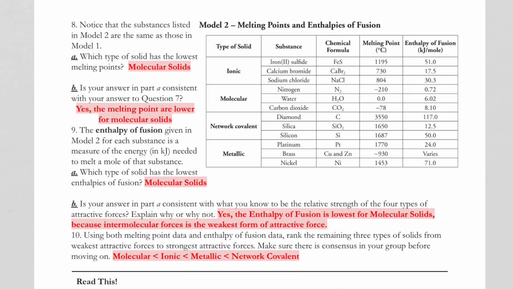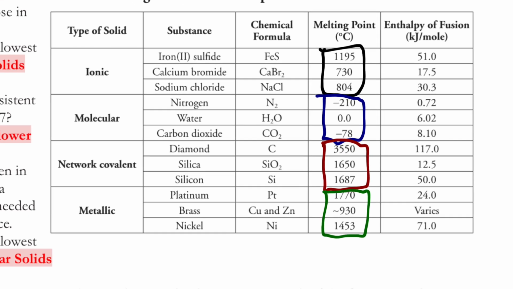All right. So let's get into Model 2 and see how that factors into real-life compounds. For example, which type of solids usually have the lowest melting point? Let's take a look at all the various types. I'm going to circle the ionic ones in black, molecular in red... and green is metallic. If you zoom in and look at it, which ones have the lowest numbers?